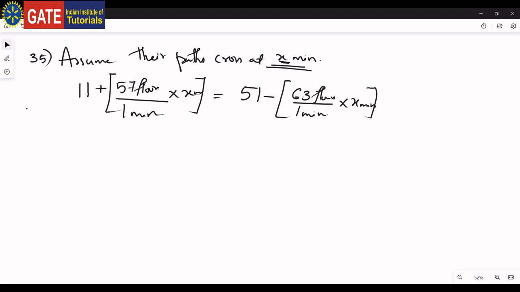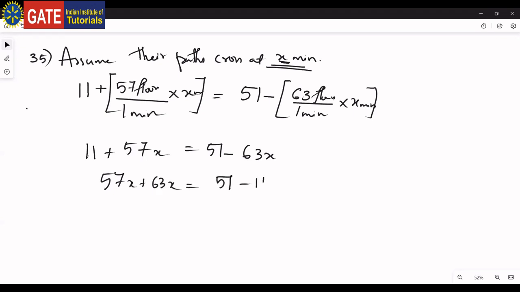Got it. Now what we have to do? We can go for simplifying it. 11 plus, what is 57 by 1? It is 57 into X, 57X. Equals, what happens here? Here it is 51 minus, what is 63 by 1 into X? It is 63X. Got it. Now bring this minus 63X to this side and 11 to this side. It becomes 57X plus 63X equals 51 minus 11.